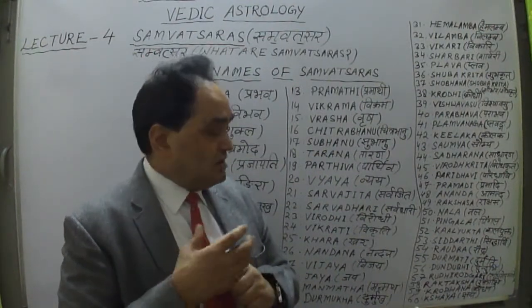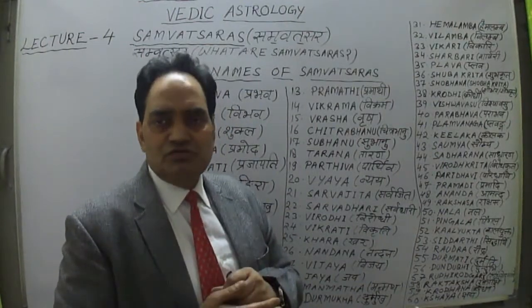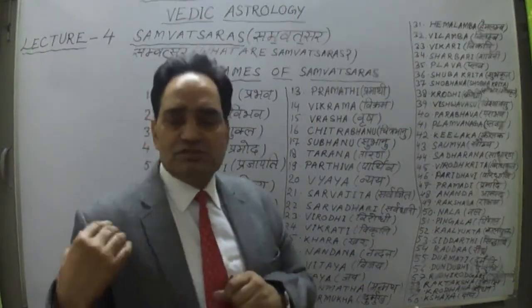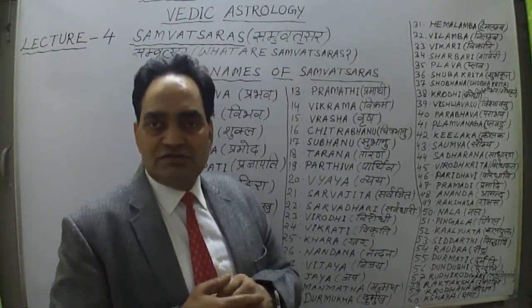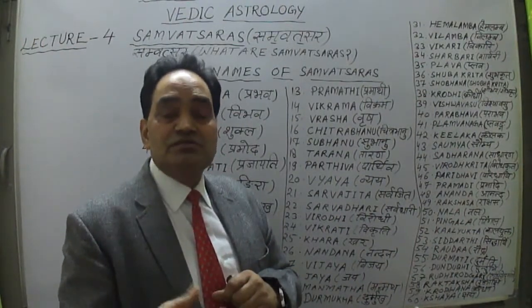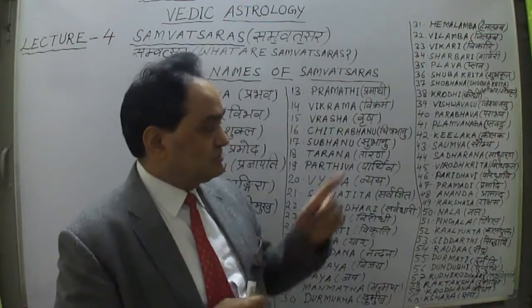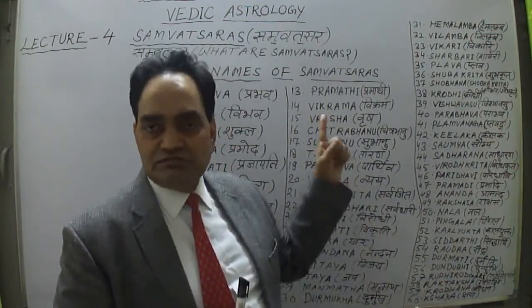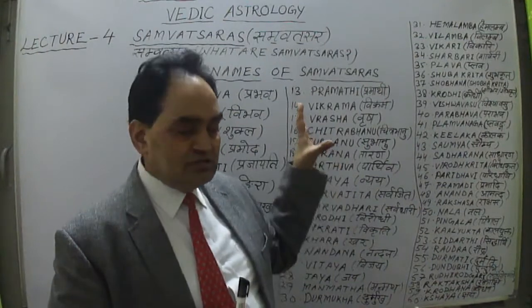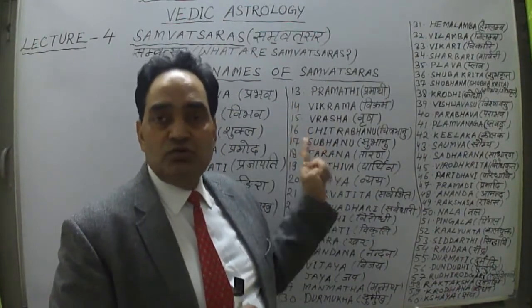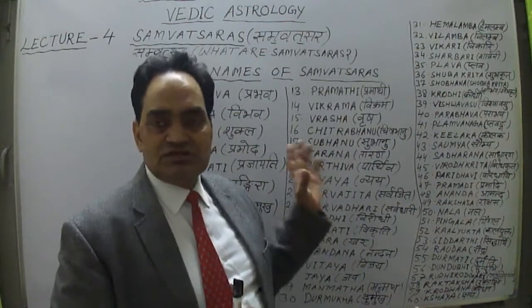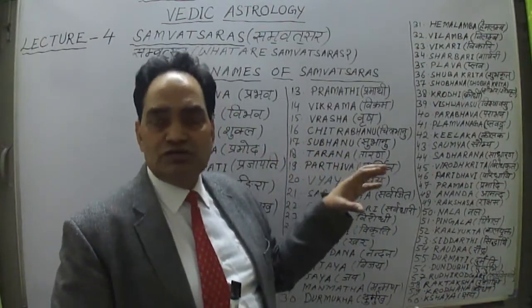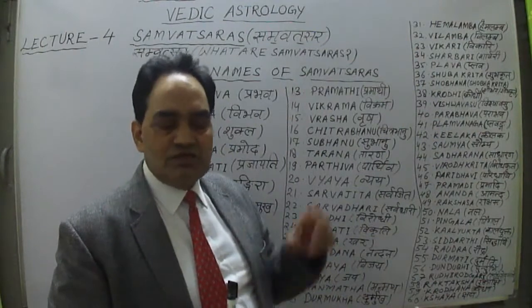And you will be surprised, I have found that this is 100% true about any person. I'll tell you how to calculate a person's Samvatsara. In which Samvatsara is a person born? Out of these 60 Samvatsaras, the names are written down here, so please note them down. I'll talk about how to calculate a person's Samvatsara.